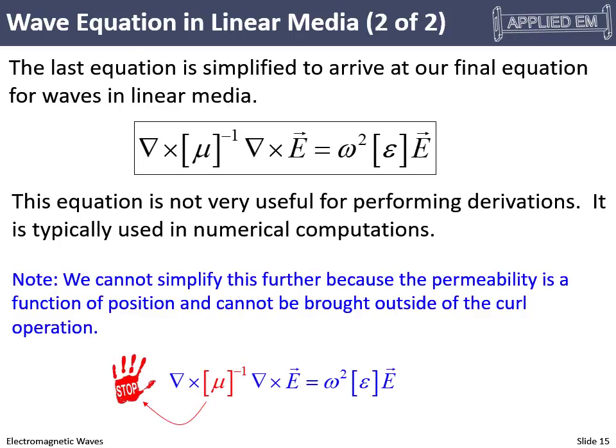We really would like to bring this permeability to outside the curl operation so that we could bring it to the other side of the equation, and that would simplify things down. But we can't do that because this curl operation has spatial derivatives in it, x, y, and z derivatives. So if the permeability is inhomogeneous, that is a function of position, we can't bring it to the outside. So the only way we can simplify this form of the wave equation any further is if we assume the materials are homogeneous. And that is our next step.